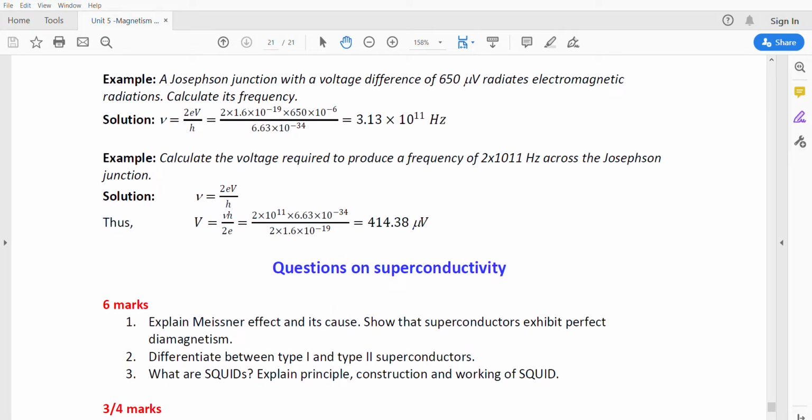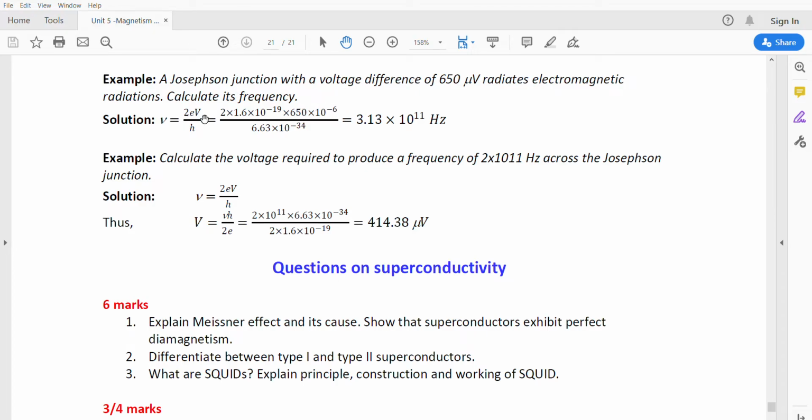The last one is on the Josephson effect. A Josephson junction with a voltage difference of 650 microvolts radiates electromagnetic radiation. Calculate its frequency. We know that there is a phase difference in the wave function after traveling through the Josephson junction. That energy difference of the Cooper pairs is 2 electron volts, which is linked to the frequency. So the frequency is equal to 2eV upon h. Convert into joules: 2 into 1.6 into 10 power minus 19 into 650 microvolts.